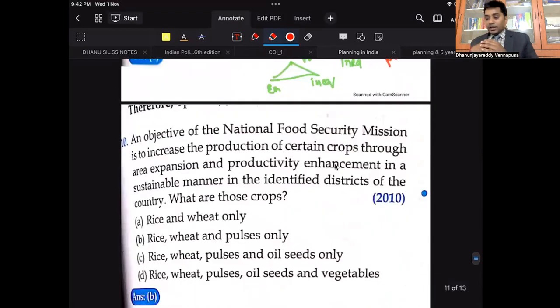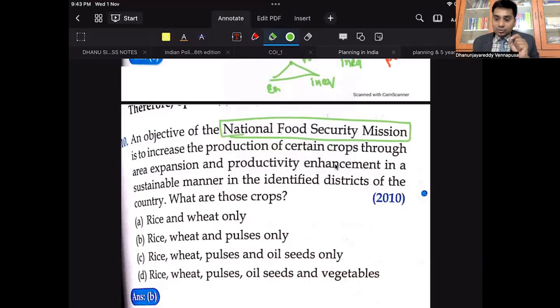Next. An objective of the National Food Security Mission is to increase the production of certain crops through area expansion and productivity enhancement in a suitable manner. Very, very important this year, because in the National Food Security Act this year, the Government of India is giving free ration for the eligible beneficiaries. Hence, they can ask this question this year.